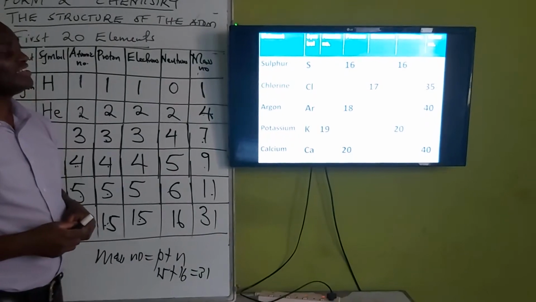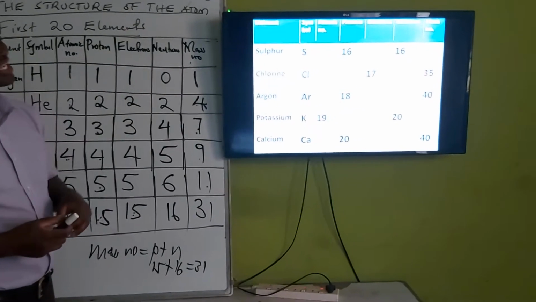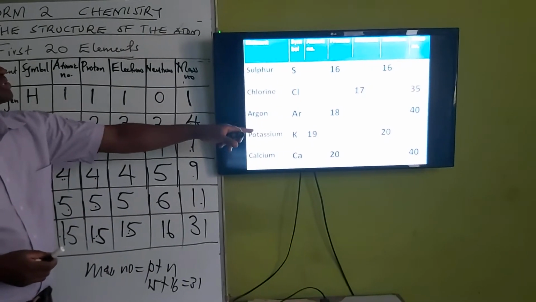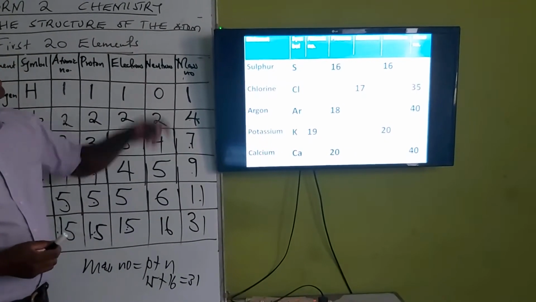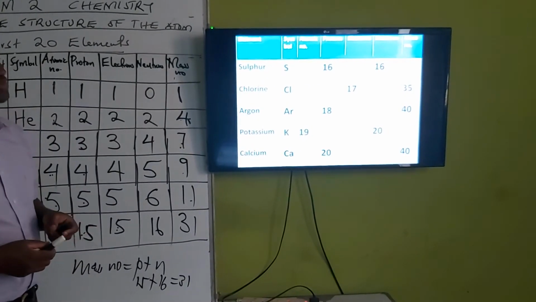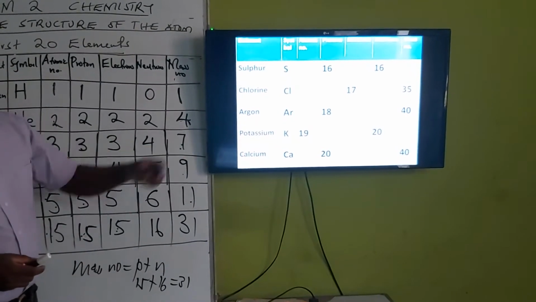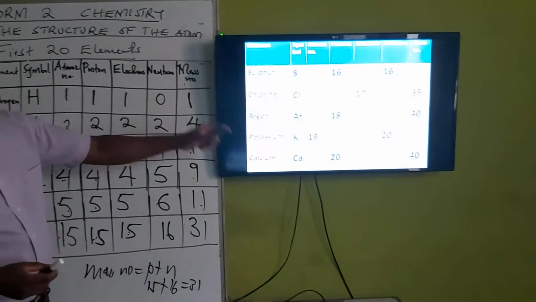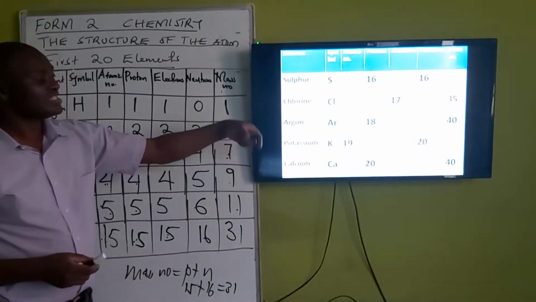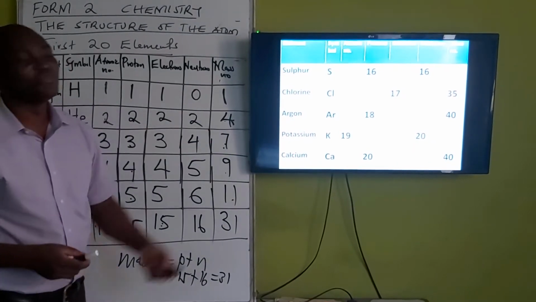Come to argon. Argon is Ar. The atomic number is missing, but the protons are given as 18. So use the protons to get the atomic number. Use the protons to get the number of electrons. Then use the atomic number and the mass number to get the number of neutrons. You come to potassium. Potassium is K, and your given atomic number is 19. So use the atomic number to get the number of protons, to get the number of electrons. Then mass number, add neutrons plus atomic number.